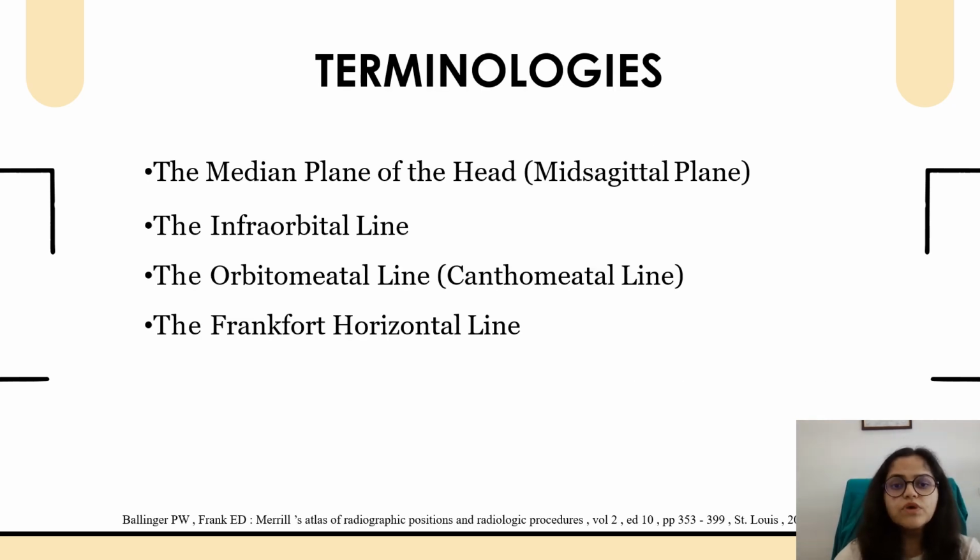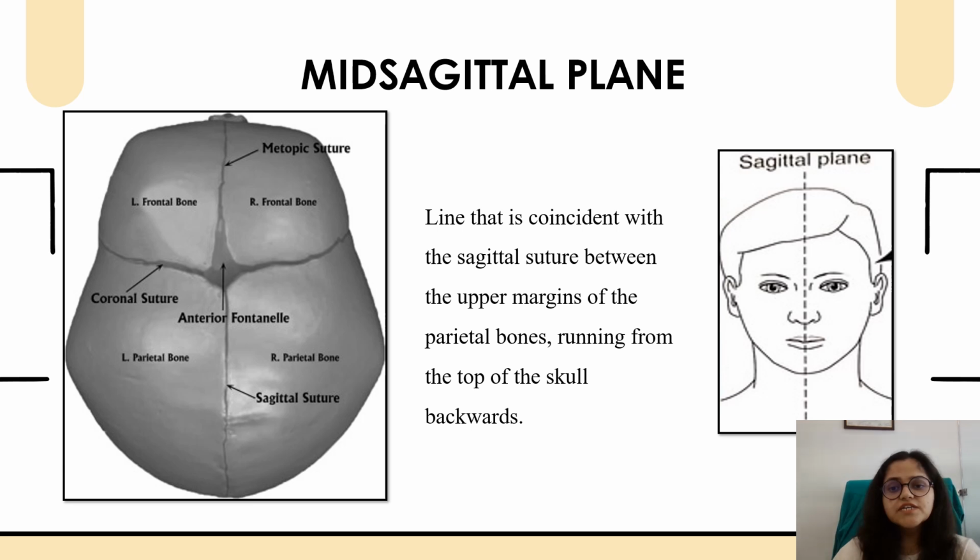So before we start with any extraoral technique, we should be well aware of some of the terminologies which are used in every technique. Some of these are the planes which we keep in mind while taking these techniques: the mid-sagittal plane, second is the infraorbital plane, third is the canthomeatal line or orbitomeatal line, and last is the FH line, that is Frankfurt horizontal line. The mid-sagittal plane is determined by keeping the line coincident with the sagittal suture between the upper margin of the parietal bone running from the top of the skull till the backward.